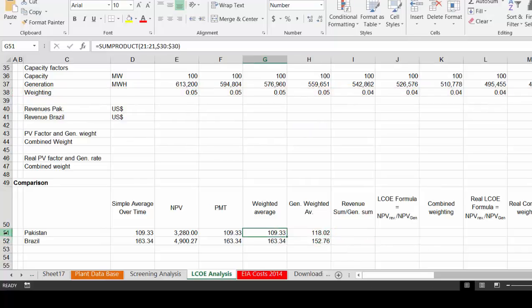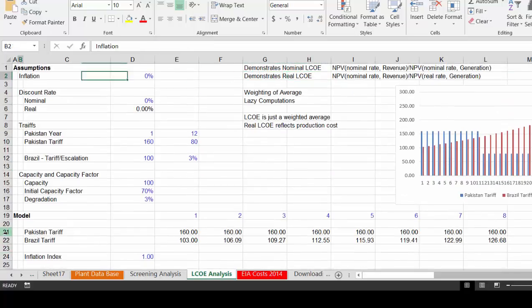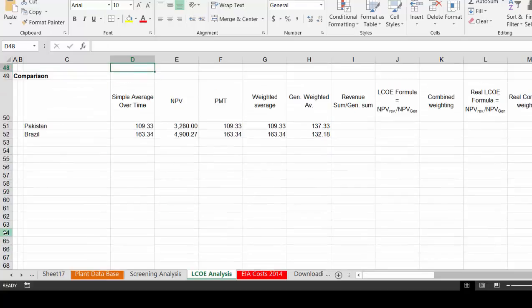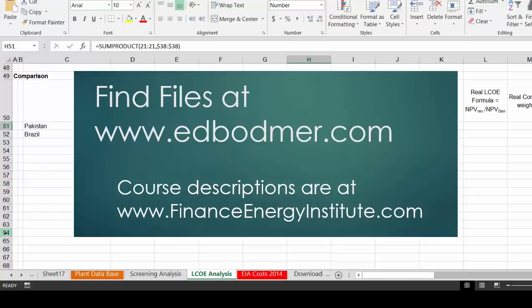Now if you look at this one, Brazil had a lower value, and this time it's still lower, but it's not as dramatic. I suppose if we did something really dramatic with the degradation, maybe then we'd get it closer. So in this case, Pakistan is lower with the straight average, higher with the weighted average, and this time it reverses.